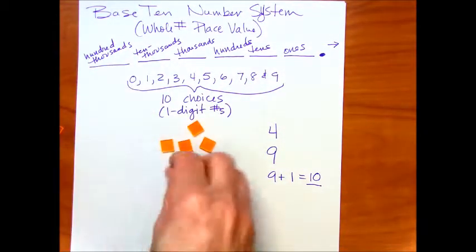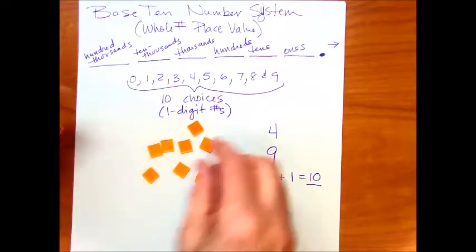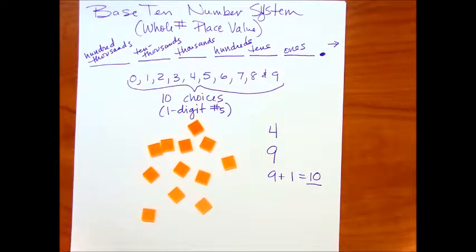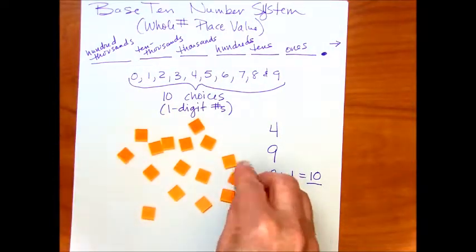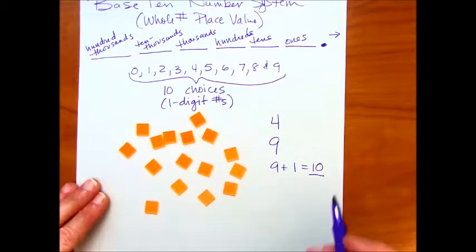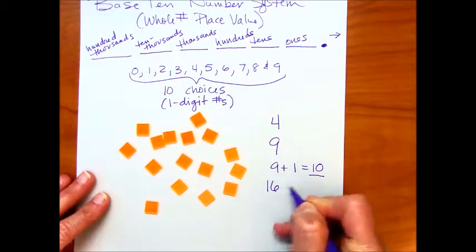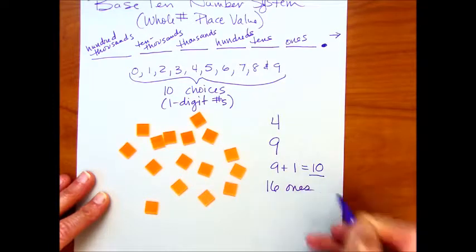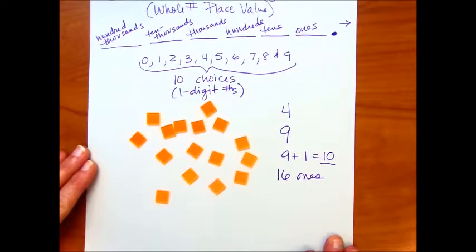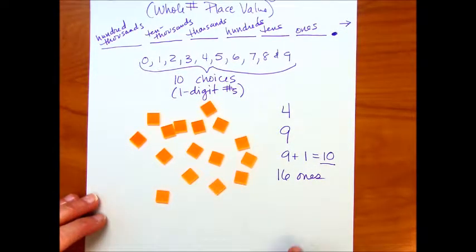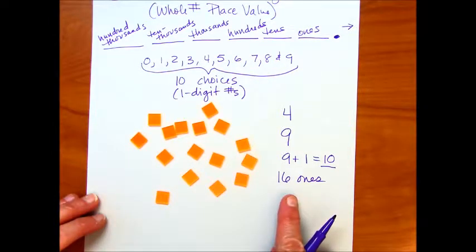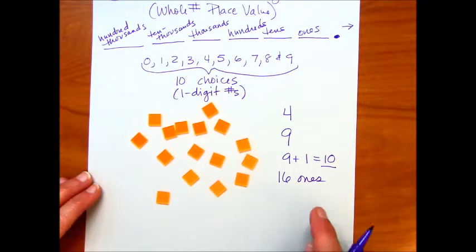So you've got 5, 6, 7, 8, 9, 10, 11, 12, 13, 14, 15, 16. Okay, I think I have 16 here. So now I'm counting 16. I can say 16 ones. We can say that with our words, that's another way to reference this. But when we're using place value, we want to represent it how it's really written.